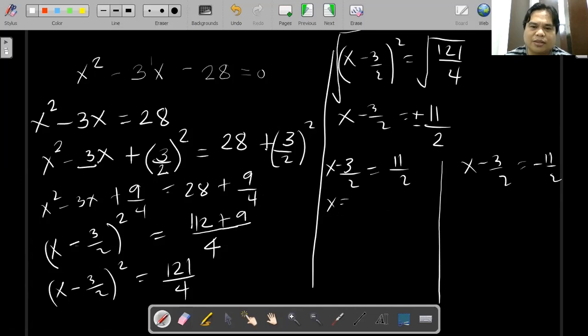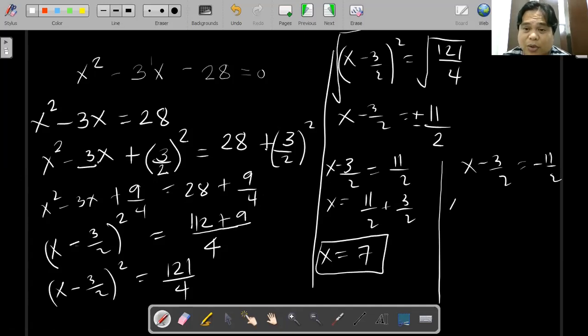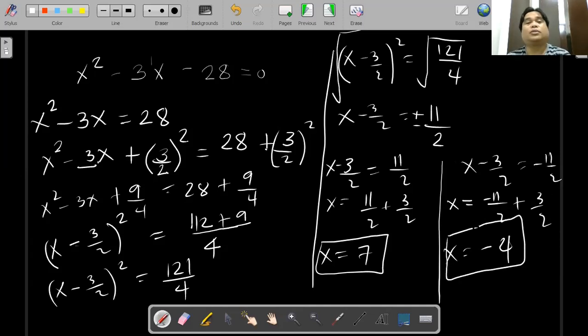Okay. Transpose 11 over 2. This is minus. This becomes positive on the other side. So 11 plus 3, that's 14. Divide by 2, you get 7. Okay, we now have solved already one value of x. We only have one left. Negative 11 over 2, again transpose, this becomes plus 3 over 2. Negative 11 plus 3, you have negative 8 divided by 2, it's negative 4. Okay, folks, we have solved already the two values of x in this particular example.